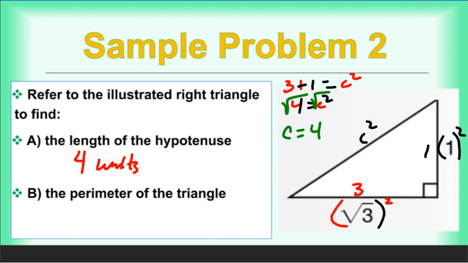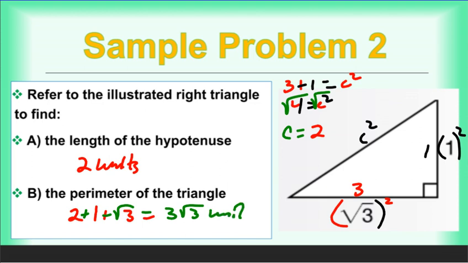Find the perimeter, we got 4. Actually, it would be 2, because the square root of 4 is 2. So it would be 2 units. So now to add them up, we have 2 plus 1 plus the square root of 3, which will give us 3 plus square root of 3 units.